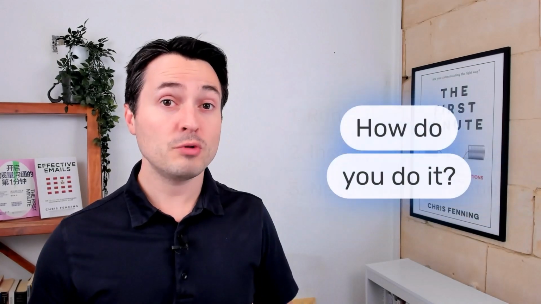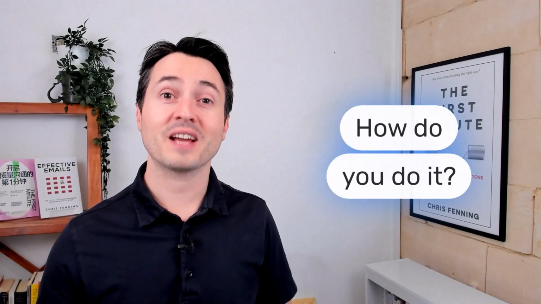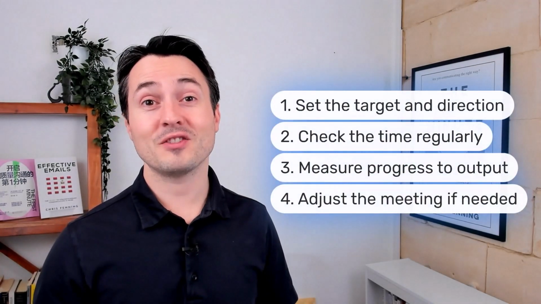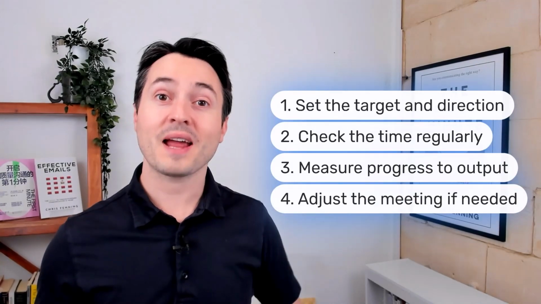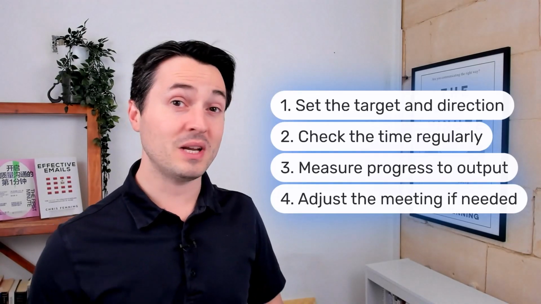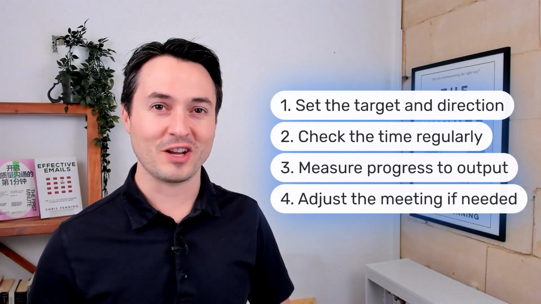So how do you do it? How do you actually do these things? Well, it's quite a simple process and it has 4 steps. First of all, set the target and the direction at the beginning of the meeting. Make it clear what the output is and how much time you've got to do it, so everybody in the room is aware. And that means everyone in the room can help keep things on track. Extra sets of eyes looking at the clock.